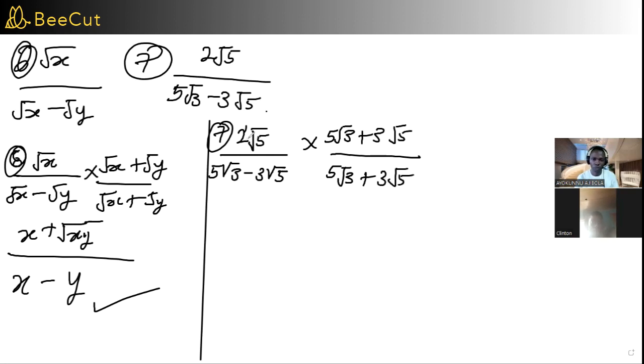So we're going to use this to multiply this. What is 2 times 5? 10. And 5 times 3 is 15. So that is 10 root 15. Yes or no? Yes. Then plus 2 times 3 root 5 times 5 root 5: 5 times 5 is 25, the square root of 25 is 5, and 6 times 5 is 30. Is that clear?